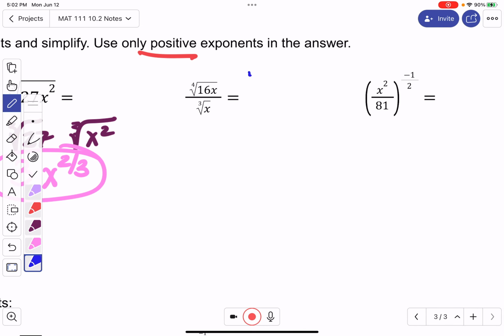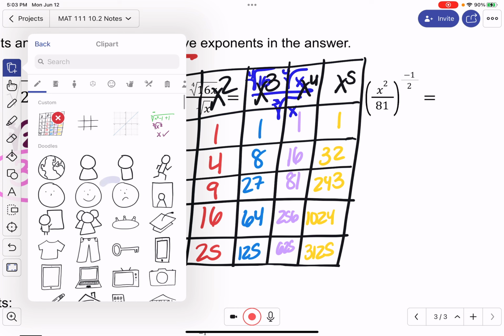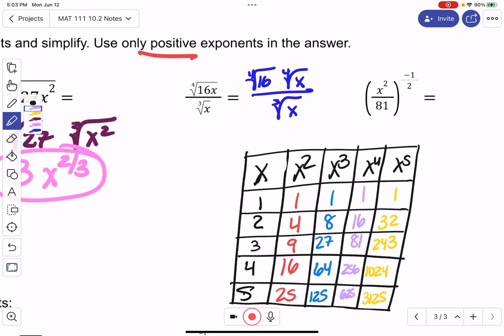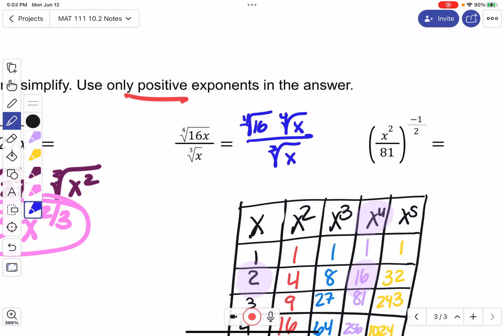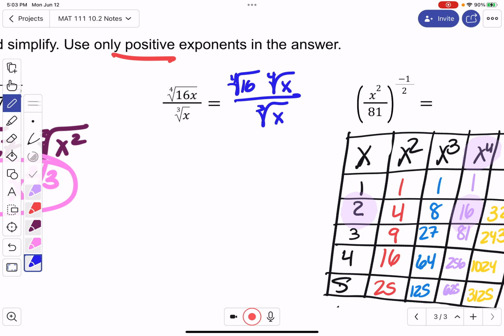Let's do the same thing here. We're going to break that 16 and the x. The 4th root of 16. Now, I did this table before. So 4th root of 16 gives us 2. So that's going to turn, let me try to move this table. There we go. That's going to turn that top part into a 2. Then the 4th root of x can be written as x to the 1/4. And the cubed root can be written as x to the 1/3.